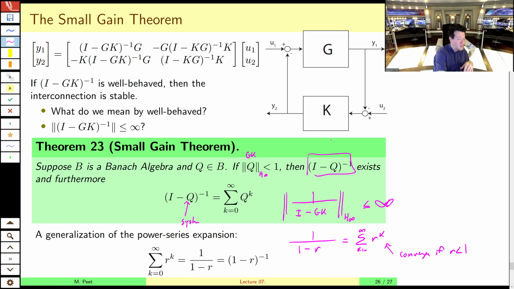And so what are the conditions that we can use here? Well, if the norm of g times the norm of k is strictly less than 1, then we have stability. We can show the stability. And that's all there is to the Small-Gain Theorem. So if the gain of g times the gain of k is less than 1, that implies stability. And this condition is called small gain.